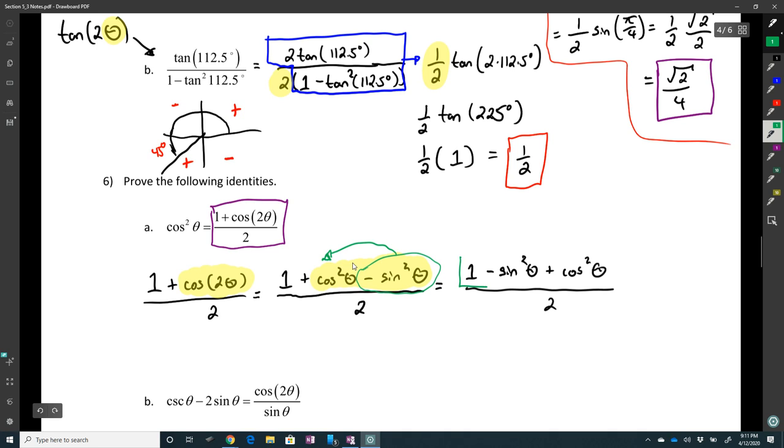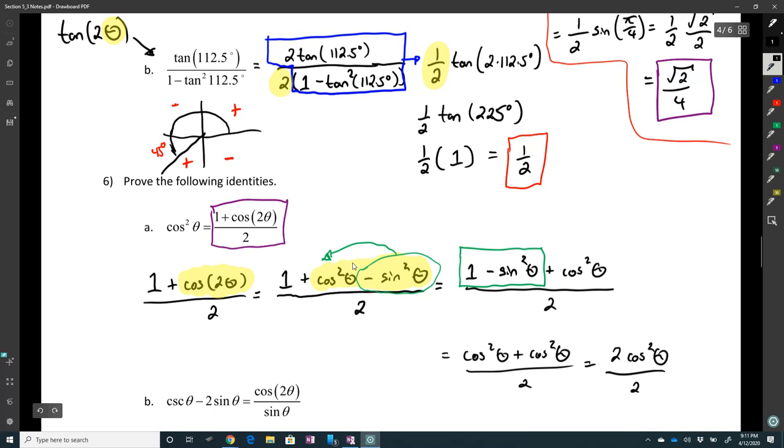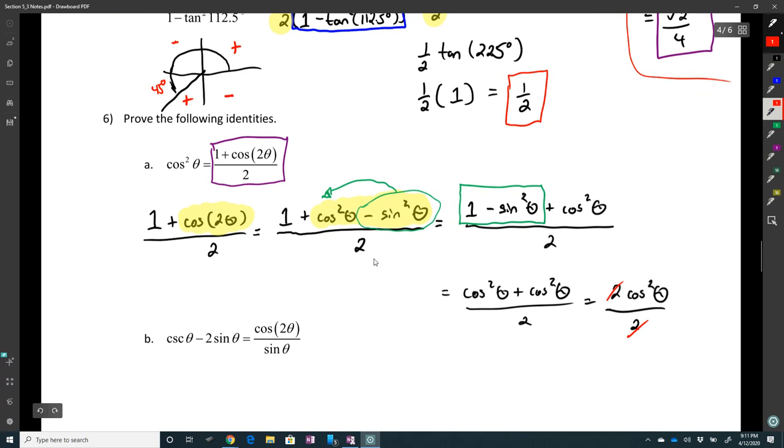So now this guy becomes cosine squared also. Which is 2 cosine squared. Which again, the 2's cancel, and you're left with just cosine squared. There you go. So that's that one.